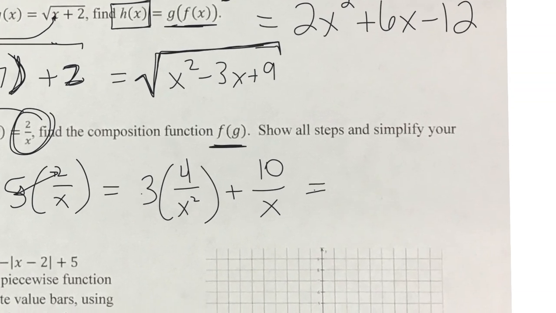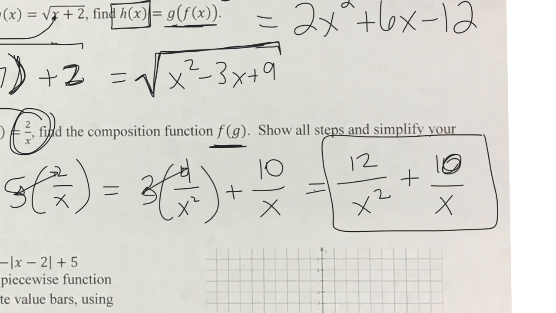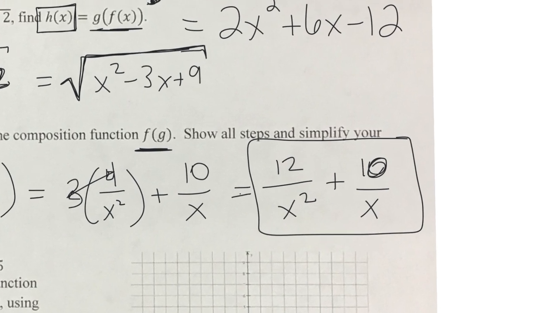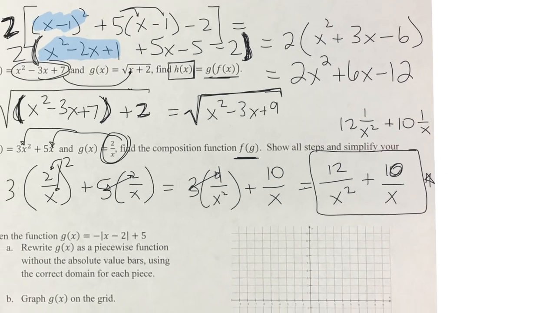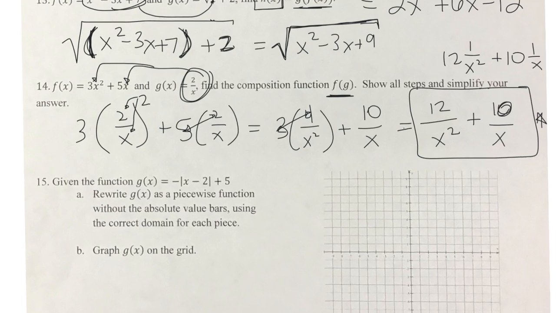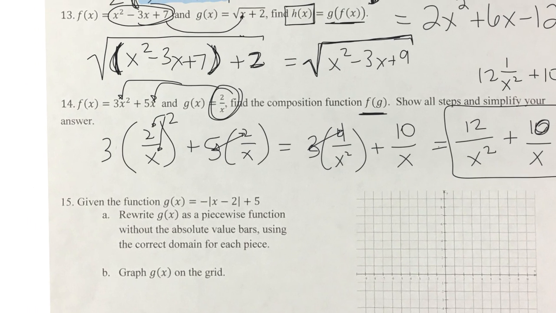So our last step would be to multiply 3 times 4, get 12 over x squared, plus 10 over x. Okay, so there's not a whole heck of a lot you could do to that. I guess we could write it as 12 times 1 over x squared maybe, plus 10 times 1 over x, but I don't know if that's any simpler, so I think this one would be sufficient. Okay, so some algebraic things that you need to know how to do, right? Just substitution and simplifying, substituting and simplifying.